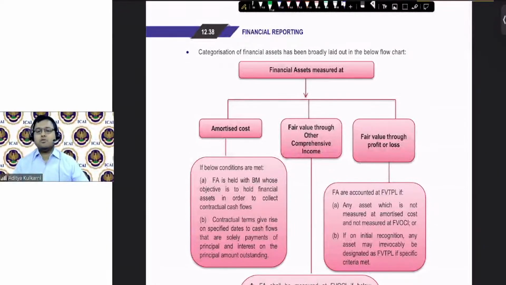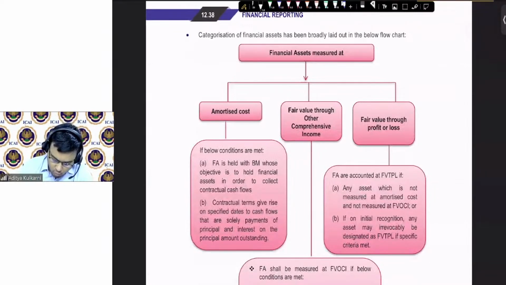And now we come to the actual measurement of financial assets. Okay. So now with the help of the SPPI test and the business model test, you will now be able to appreciate this chart in a very comprehensive manner. Okay. So what is amortized cost? We will see that. But when are you going to follow amortized cost? Sir, I will follow amortized cost when the below conditions are met. What are the below conditions?